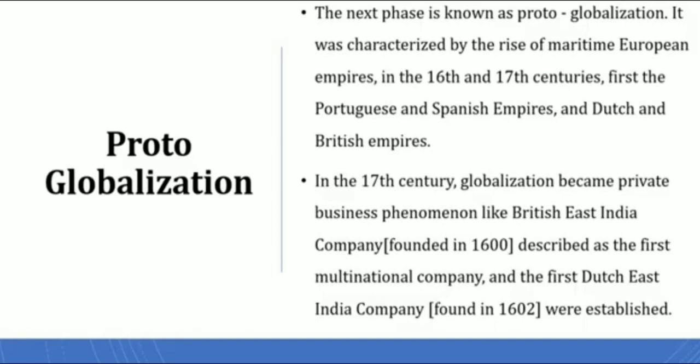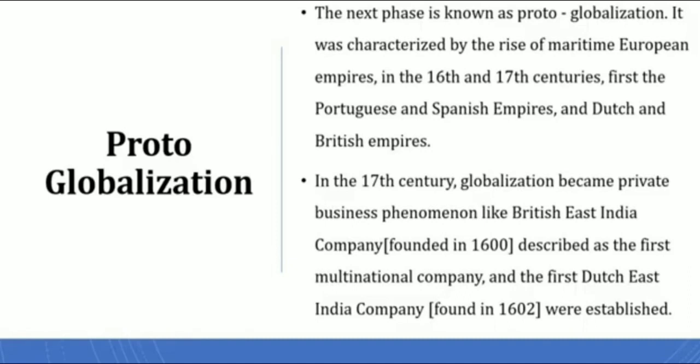And also it is next to archaic globalization. It is the second stage. It arose during the 16th and 17th century. During the 16th century, the Portuguese and Spanish empires started this globalization, and in the 17th century, the Dutch and the British East India Company started this globalization.